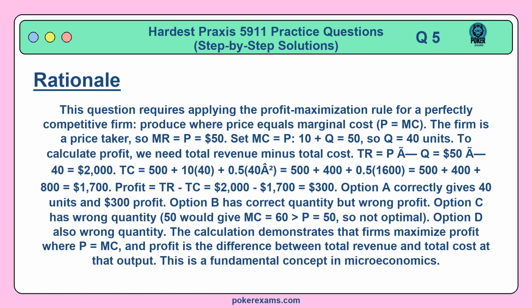Option A correctly gives 40 units and $300 profit. Option B has correct quantity but wrong profit. Option C has wrong quantity. 50 would give MC equals 60, P equals 50, so not optimal. Option D also wrong quantity. The calculation demonstrates that firms maximize profit where P equals MC, and profit is the difference between total revenue and total cost at that output. This is a fundamental concept in microeconomics.